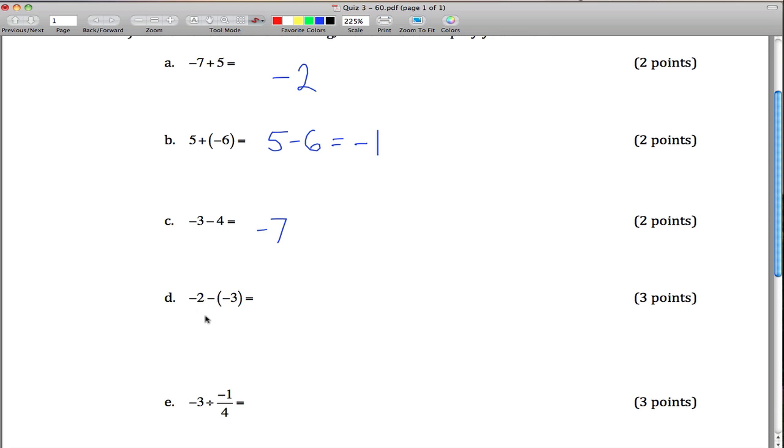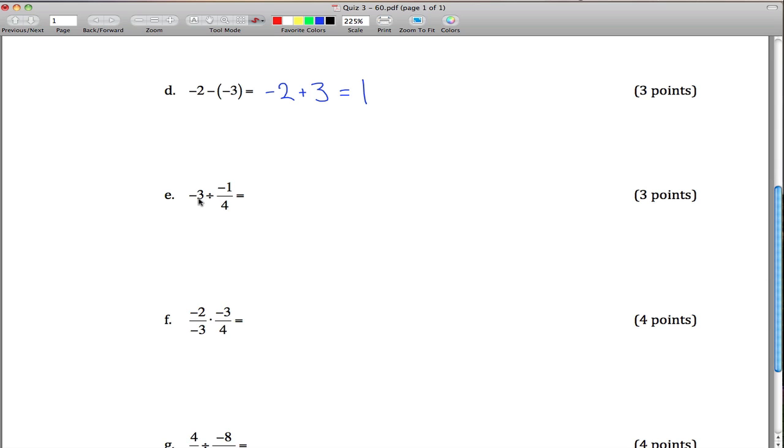This one is getting kind of messy. -2 minus -3. To simplify this a little bit, we can realize that subtracting a negative is the exact same as adding. So really this problem is just asking for -2 plus 3. Go to -2 on your number line, move to the right because it's addition by 3, and you'll end up at 1.